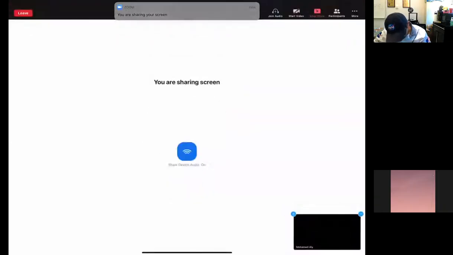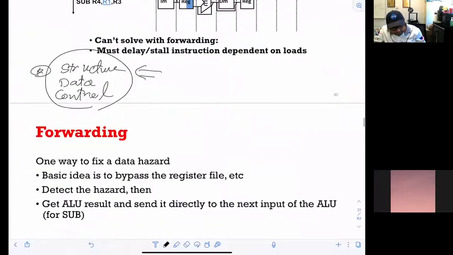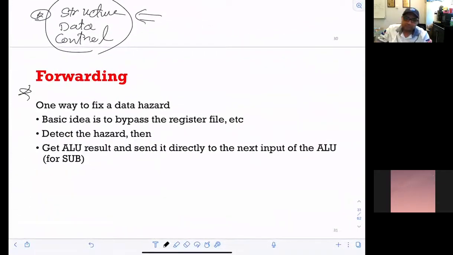By adding multiplexers with feedback from one stage to the other, every single stage will be connected as we are looking for. One second, because my screen went off. So forwarding is basically one way to fix the data hazard.